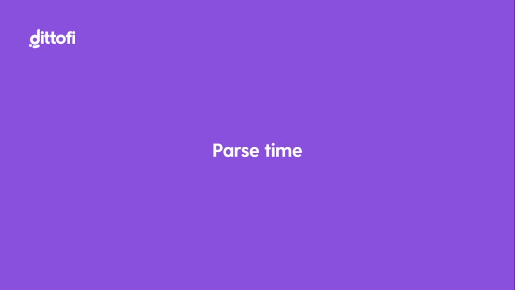In this tutorial, I'm going to show you how you can use the parse time event to take a date time represented as text like this and convert this into a variable of type dateTime.